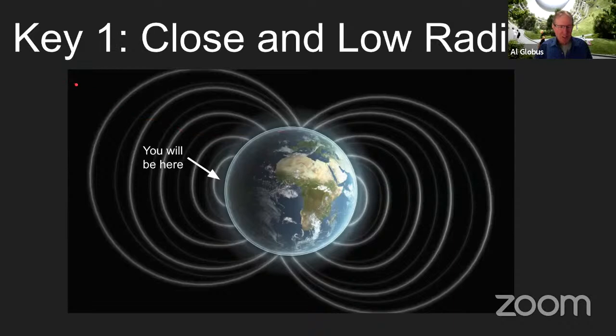But the heavy particles, such as iron nuclei, moving at relativistic speeds near the speed of light, they're going to go right through this magnetic field and they're going to hit you right in here. And they are very damaging particles, extremely damaging particles. The question is, how many of them are there?